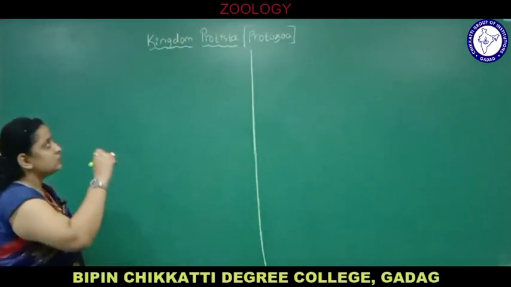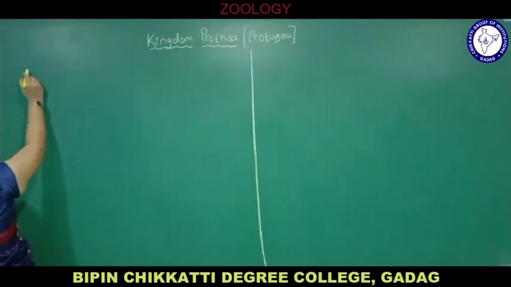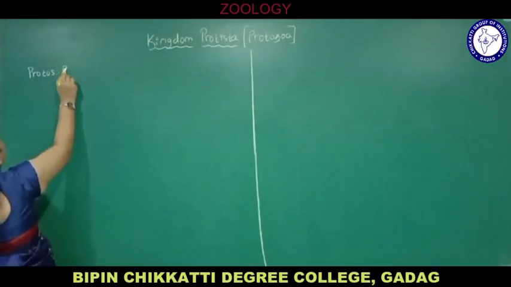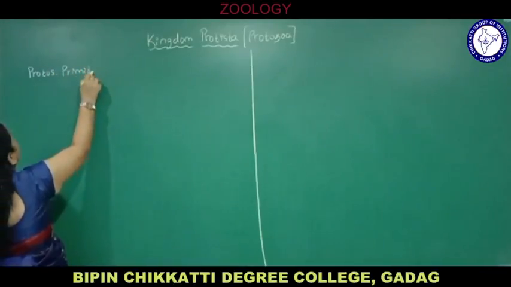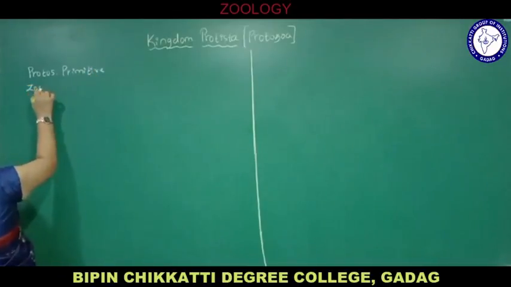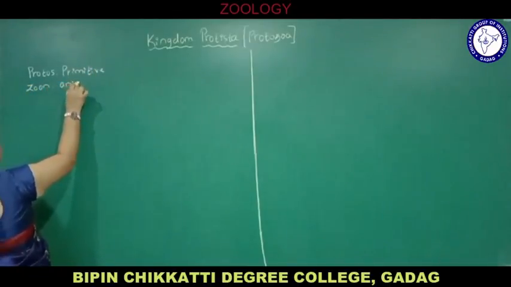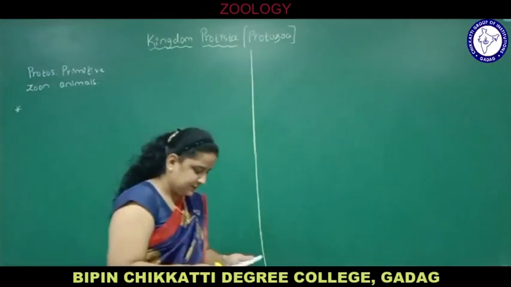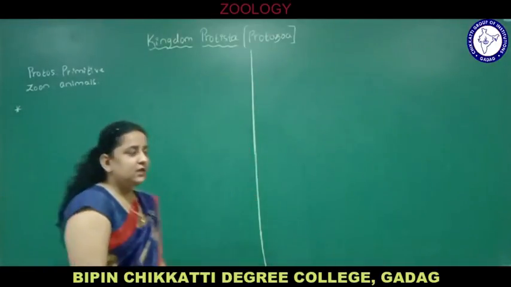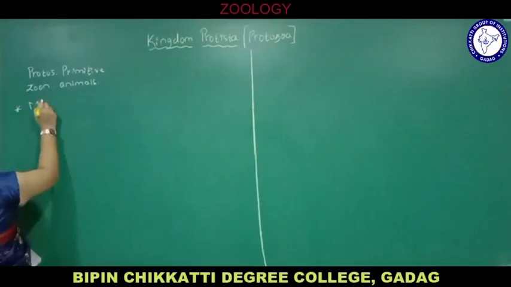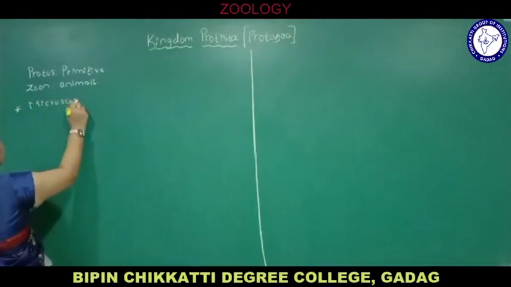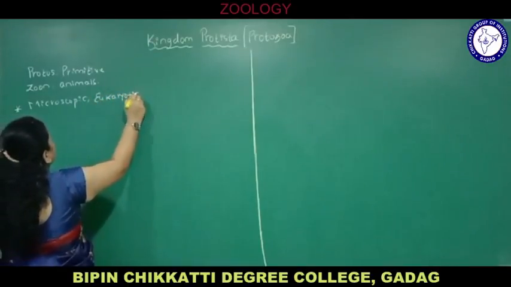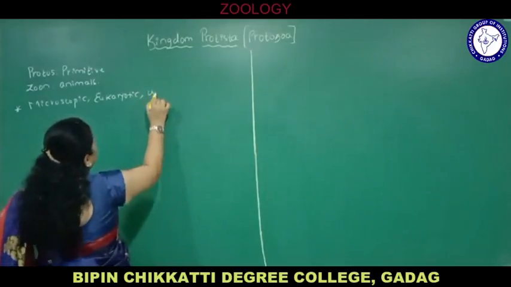Before going to the general characters, you should know the meaning of Protozoa. Protos means primitive. Zoon or zoa means animals. So what kind of animals are these? These are primitive kinds of animals. They are microscopic, eukaryotic, unicellular organisms.